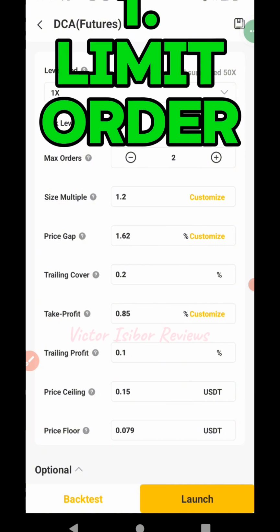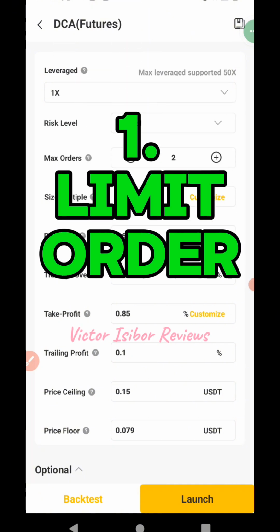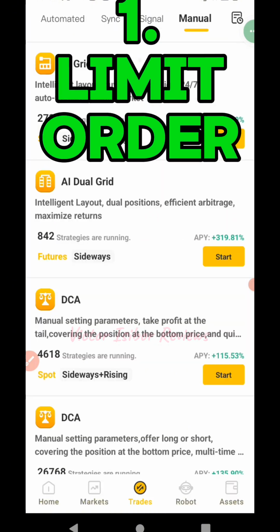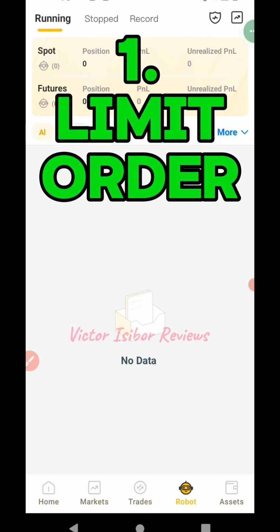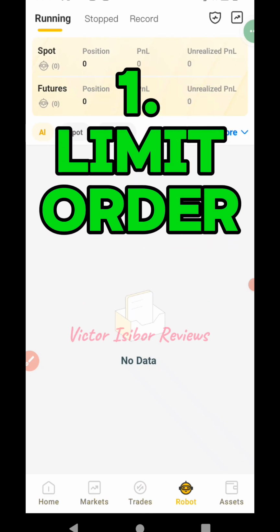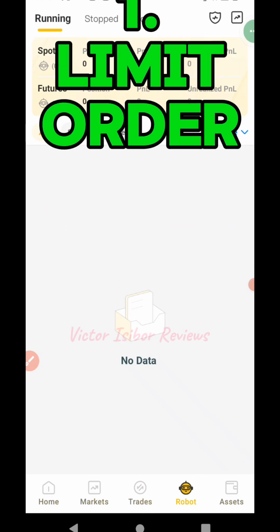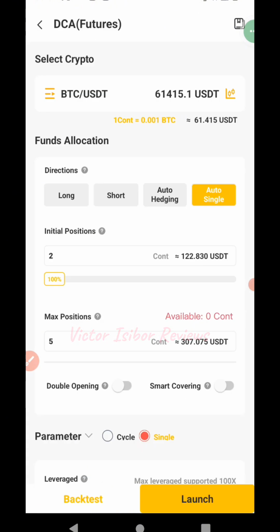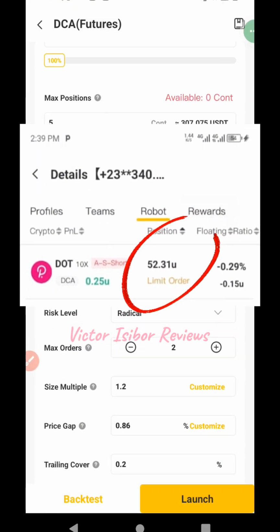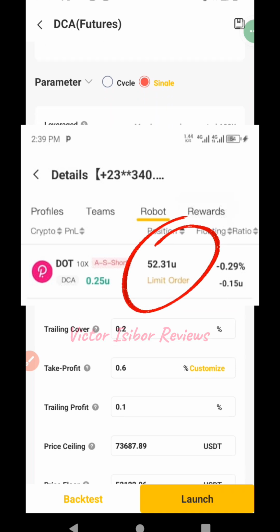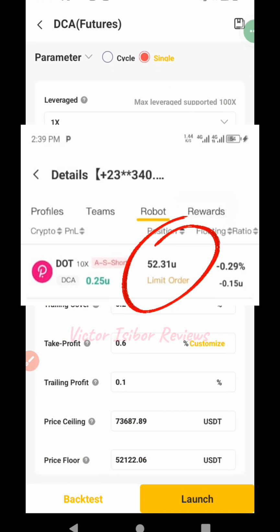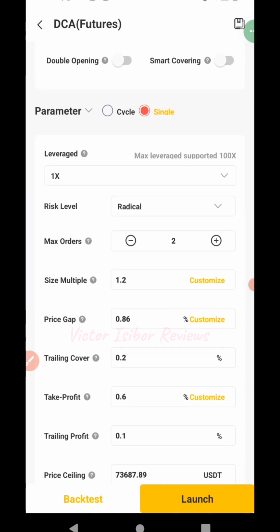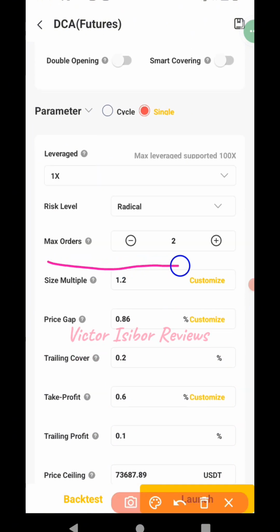The first one is limit order. A lot of people will come to you and tell you that they have a trade that is on limit order. Okay, let's put that one to rest. Let me explain what limit order is. For example, look at max orders here when you're setting a trade.